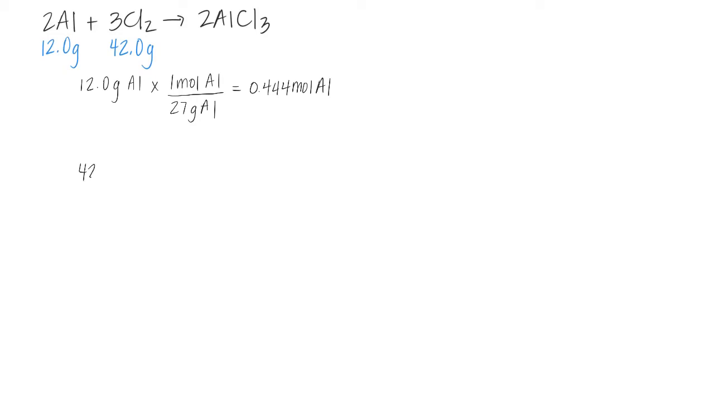Next, 42 grams of chlorine times 1 mole of chlorine. Molar mass from the periodic table is 71 grams of chlorine. And that's going to give us 0.592 moles of chlorine.